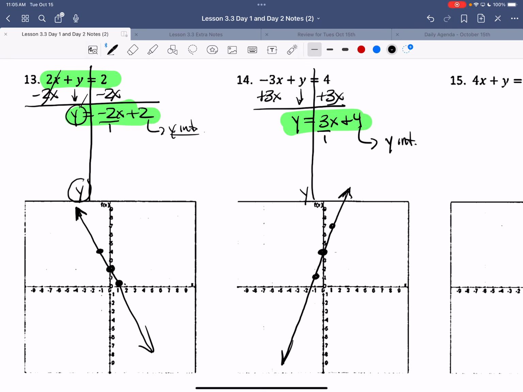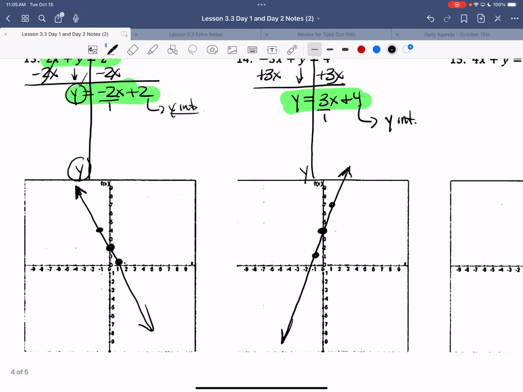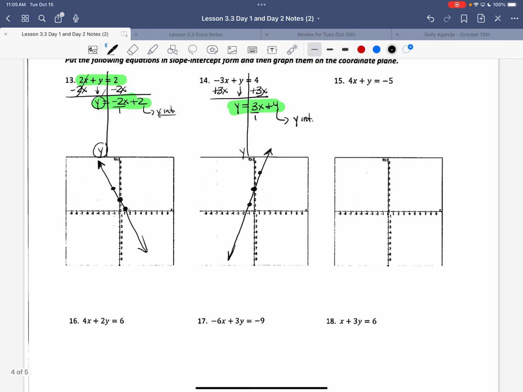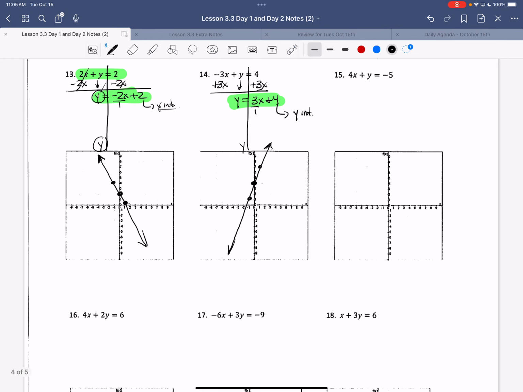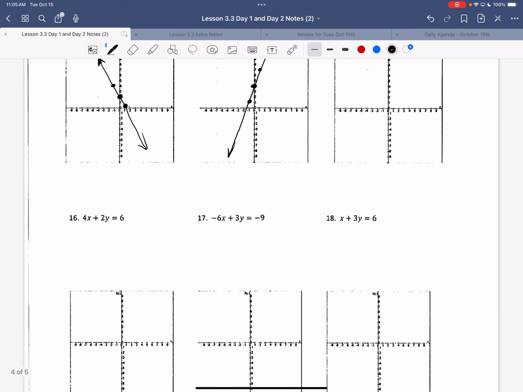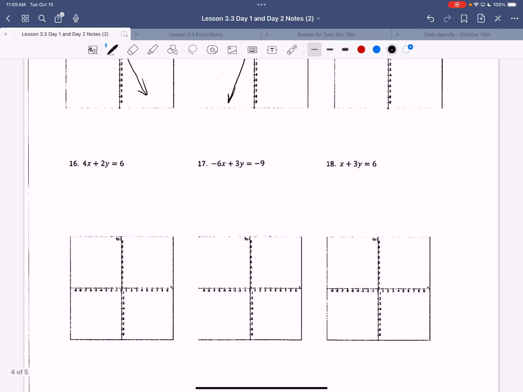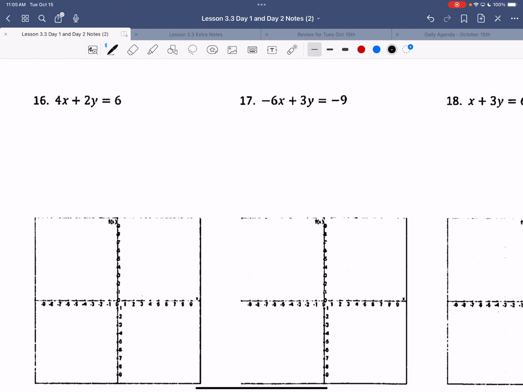Okay, now remember I said with these, because the graphs are not great, we're not going to be grading them on 100% accuracy, so I'm not going to look at these and argue with you about the points, but the general look should be the same. Okay, so let's jump down to number 16. Now, why do you think I've jumped down to number 16?